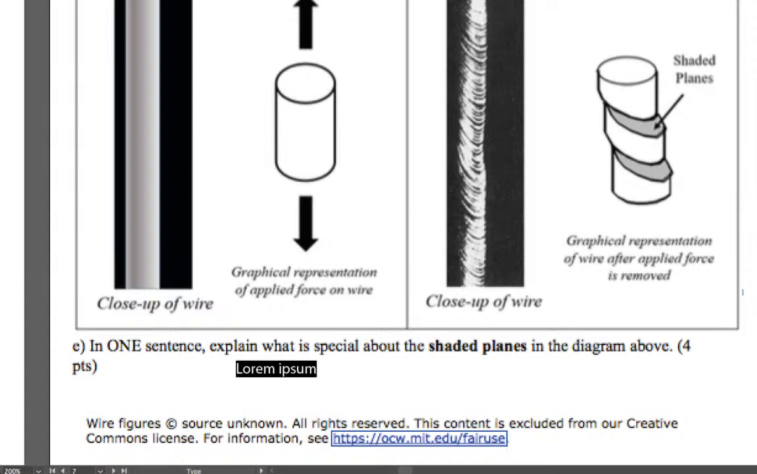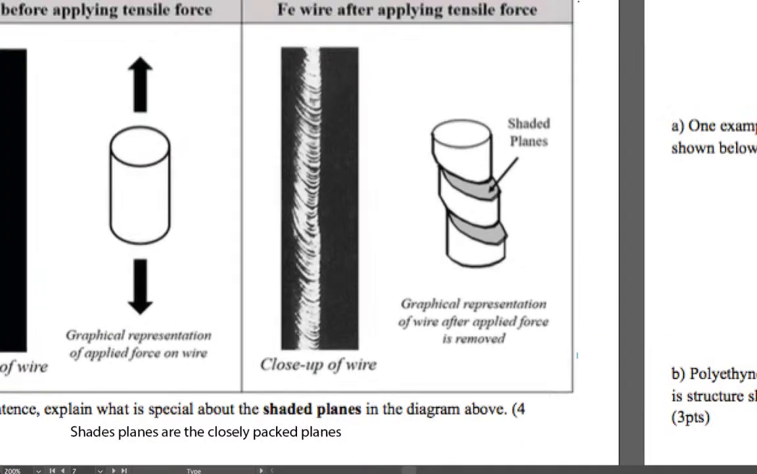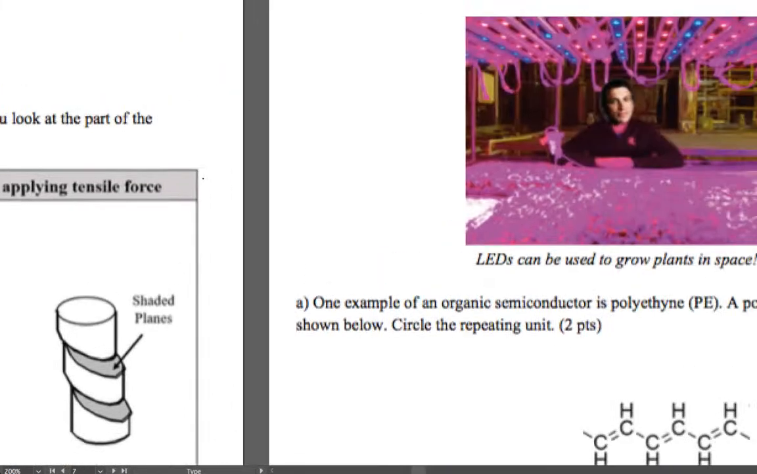The shaded planes are the densest, the closely packed planes. And yeah, I don't really know much about the plane, but yeah, that's that. So yeah, that's the answer. That is called the slip plane anyways.